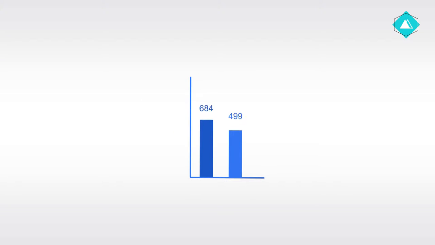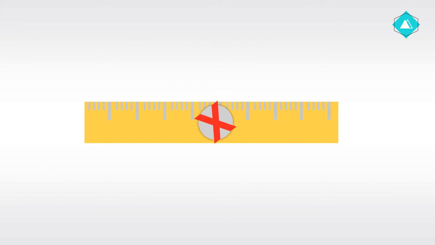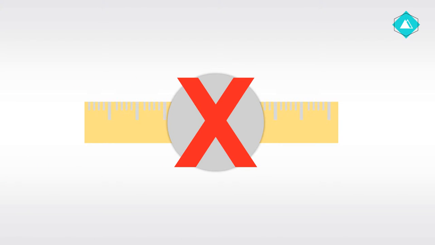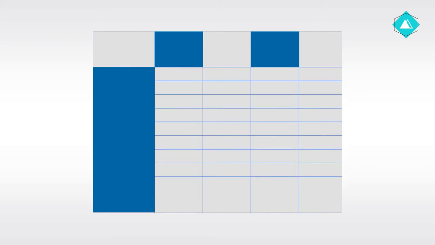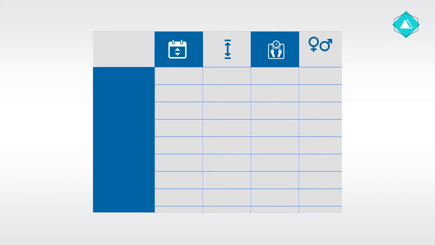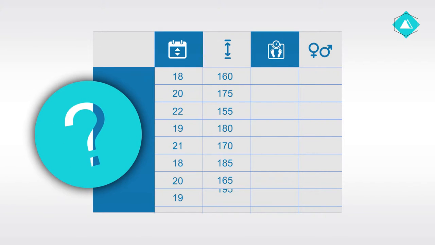So, to summarize, quantitative data is numerical and can be counted and measured. Qualitative data is descriptive and can be observed but not measured. Let's take a look at this table. It's some data about a set of university students. Can you identify the qualitative data and quantitative data?